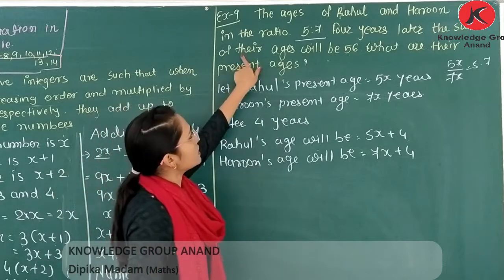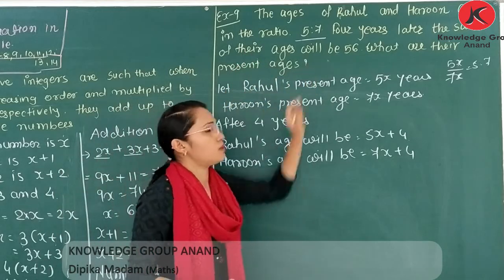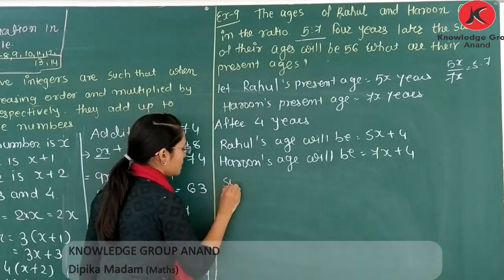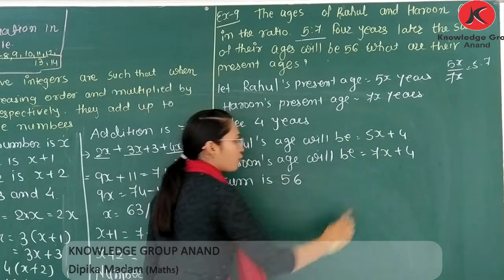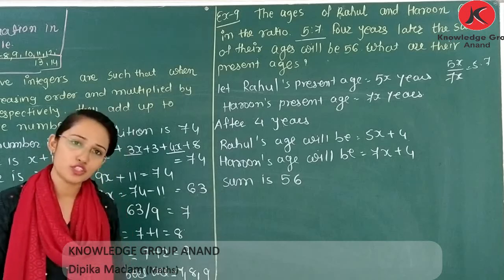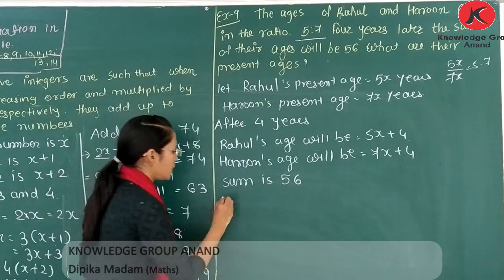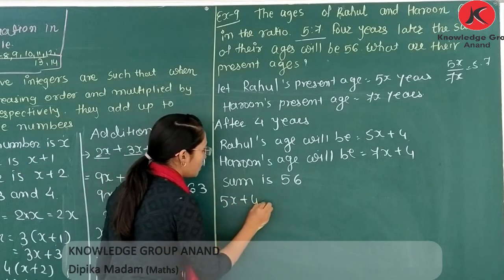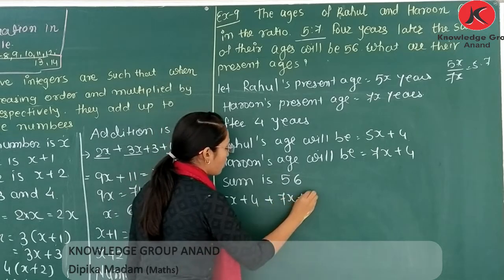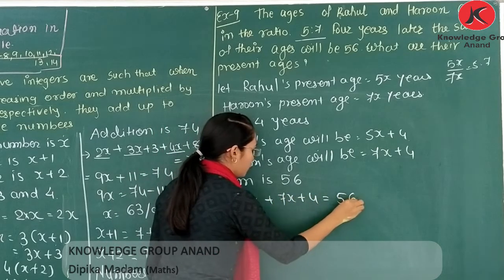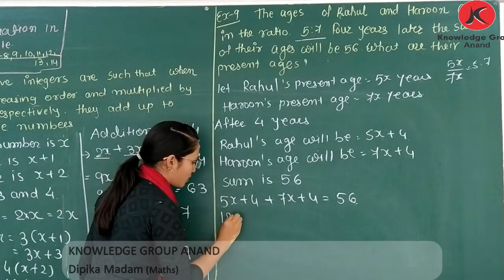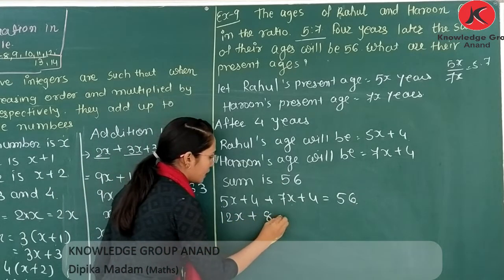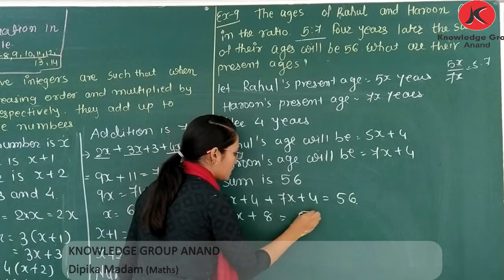Now, the sum of their ages will be 56. Means after 4 years, if you take out the addition of the sum, it is 56. So we can write 5x plus 4 plus 7x plus 4 is equal to 56. Clear? Now, 5x plus 7x is 12x, plus 8, 4 plus 4, 8, equals 56.